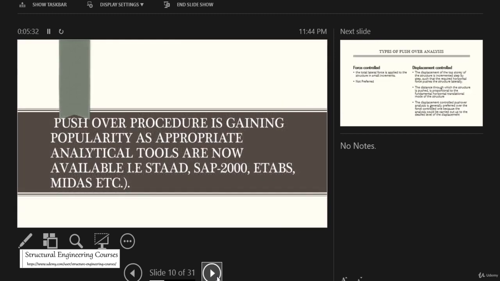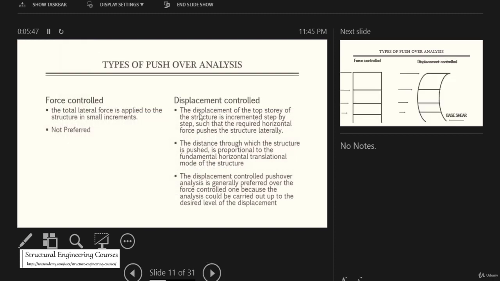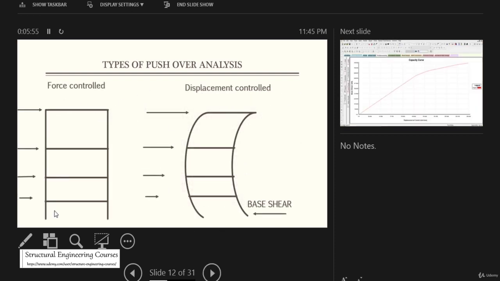So in almost all the designing software, let us say STAAD, SAP 2000, ETABS, Midas Gen, Midas Civil or Proto Structures, almost all the software have the option to do pushover analysis. There are basically two types of pushover analysis. Number one is force controlled and number two is displacement controlled. In force control, this is the behavior of the structure we check, and under displacement control, this is the behavior of the structure we check.